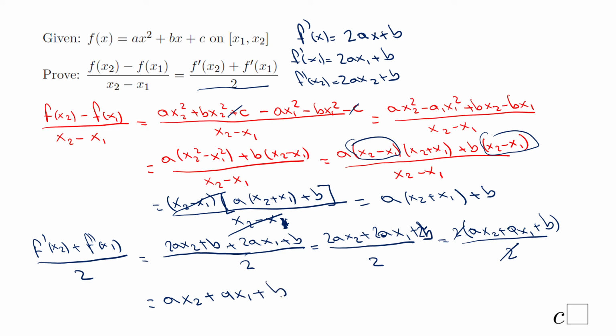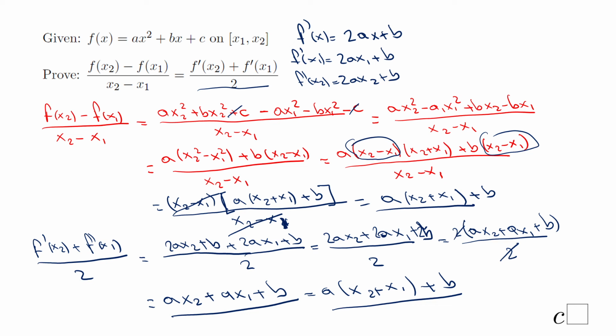And if you notice, these two expressions are the same. I can factor out the a here and get a times x2 plus x1 plus b, and now you notice they are exactly the same. Okay, so yeah, this is a property that is interesting. It works for quadratics.